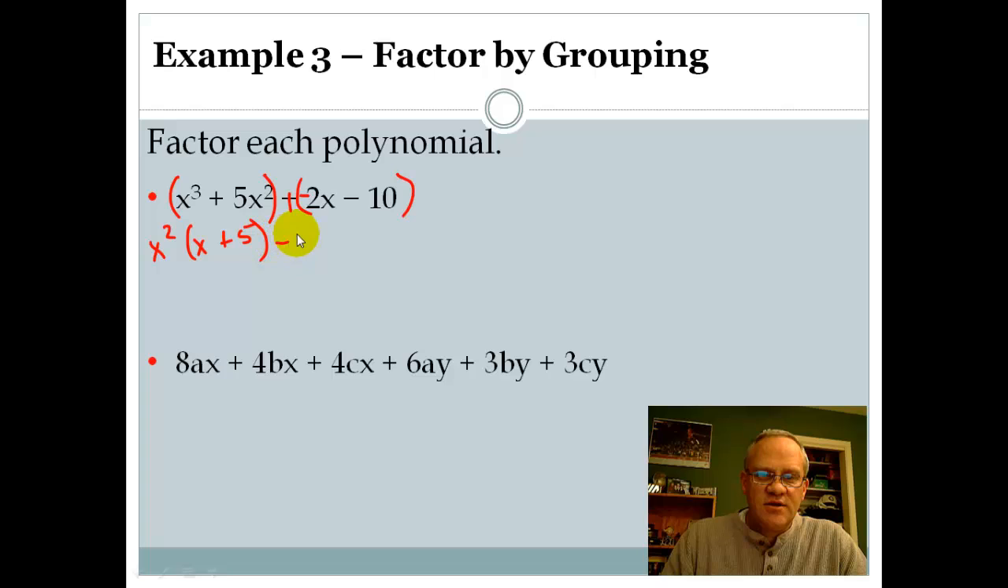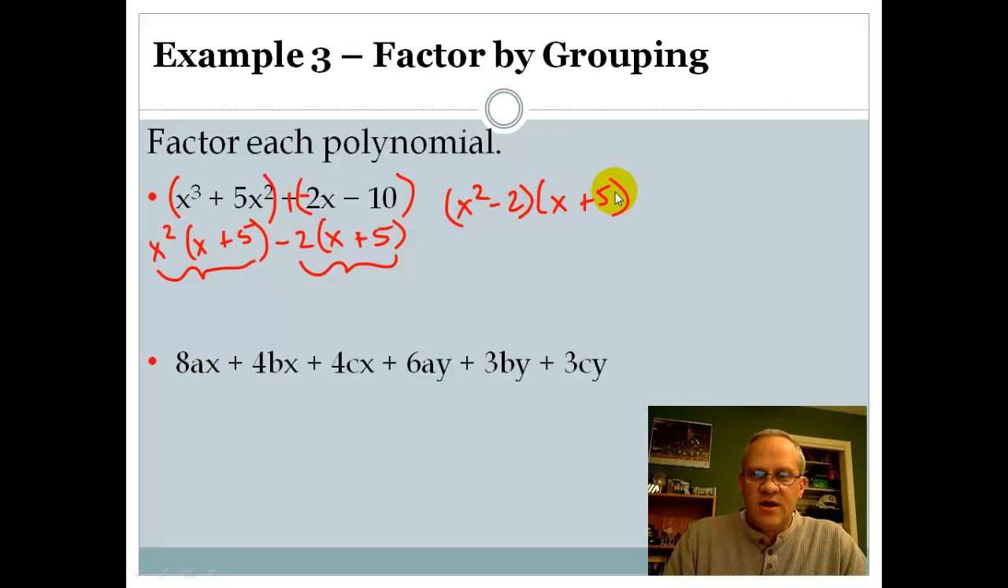Here, I'm going to take out a negative 2, and what's left then, since I took out a negative, it's negative 2 times x is negative 2, and negative 2 times 5 is negative 10. So if you just took out a positive 2, the signs would be wrong, and you just have to go back and take out the negative and switch those 2 signs. But the key thing here is you want this and this to have the same parentheses, which they do, and so then your final thing there would be x squared minus 2 times x plus 5.